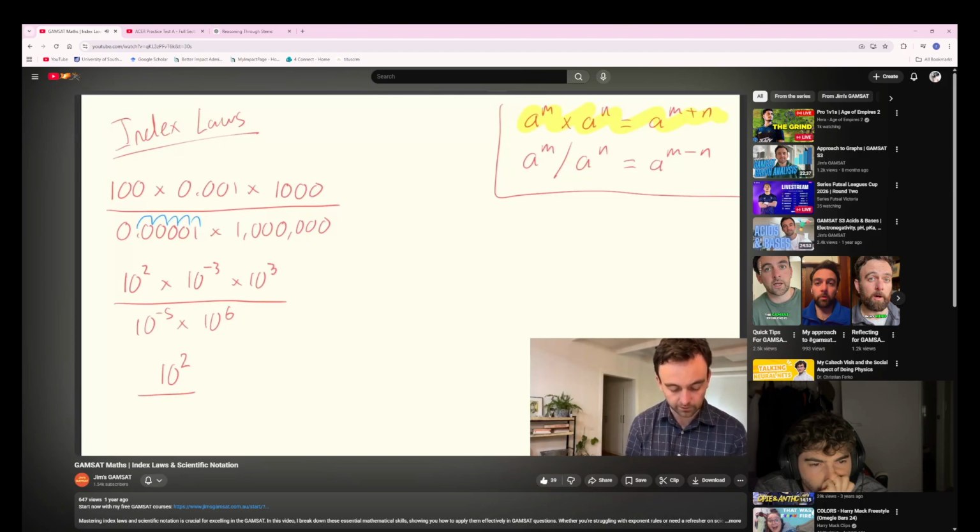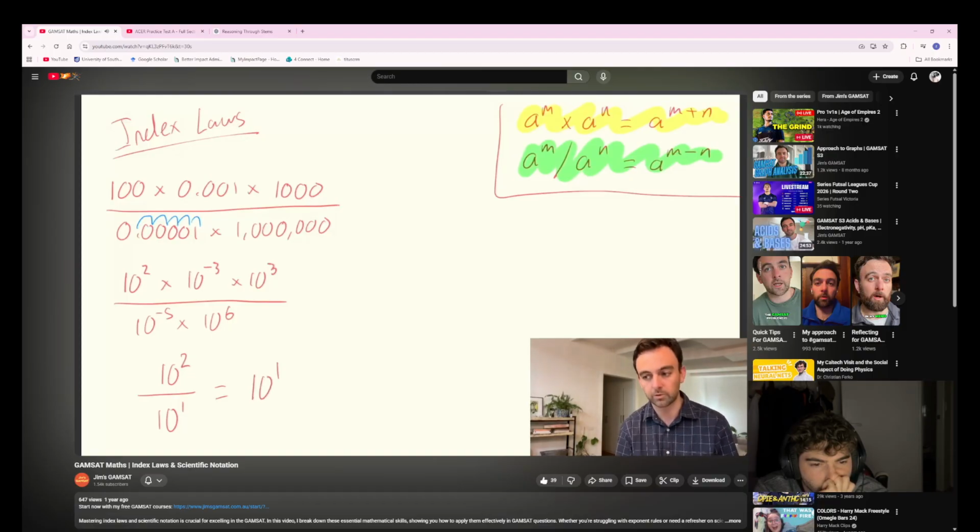So we can just add those together. So minus 5 plus 6 is positive 1. And then when we do our second index law, because we're now dividing things with the same base, that's just 2 minus 1. So that's just 10 to the 1, or 10.